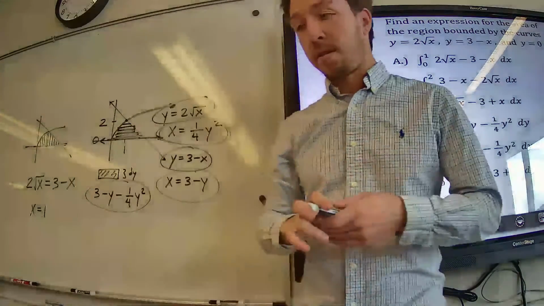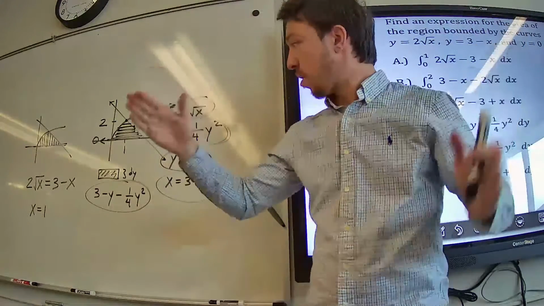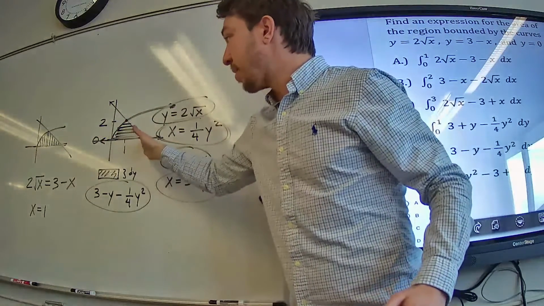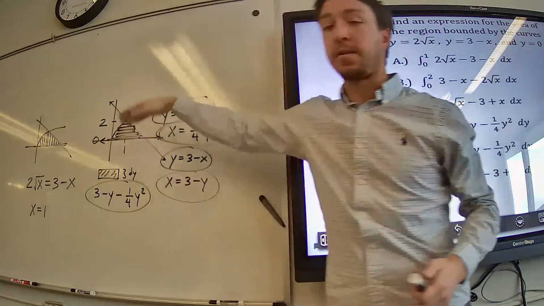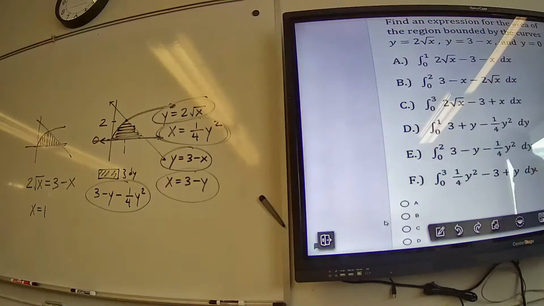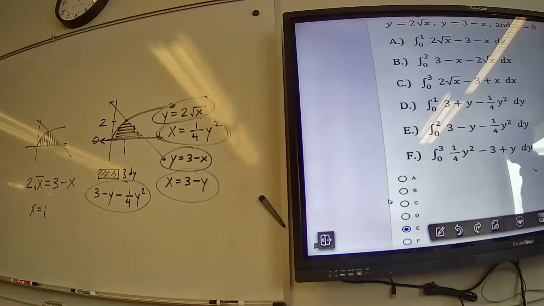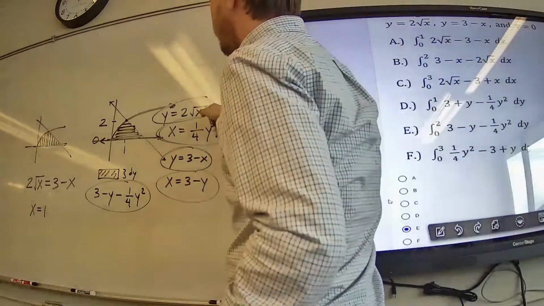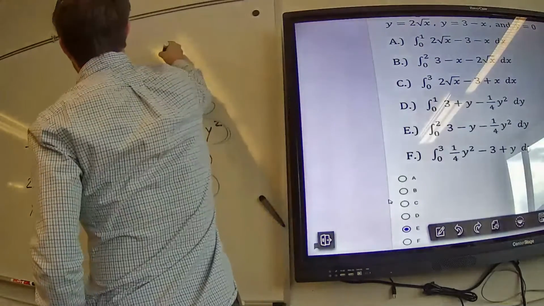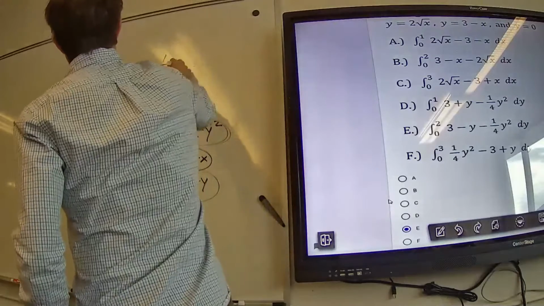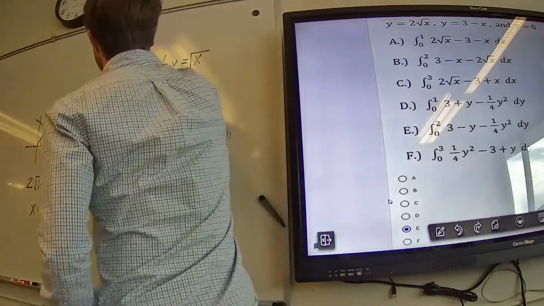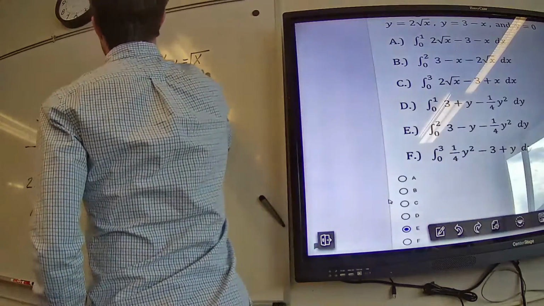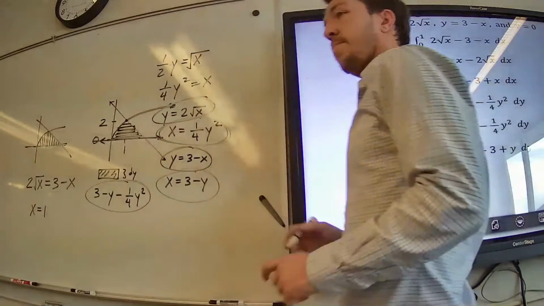So if your integral was going to go horizontally, you'd go from 0 to 3 if you somehow got it all in one integral. But we're going vertically, so you go from 0 to 2. Can you go over how you get the 1/4 y squared again? Yeah, so I started with the given. If I divide both sides by 2, and then square both sides, that's how I got that. Okay.